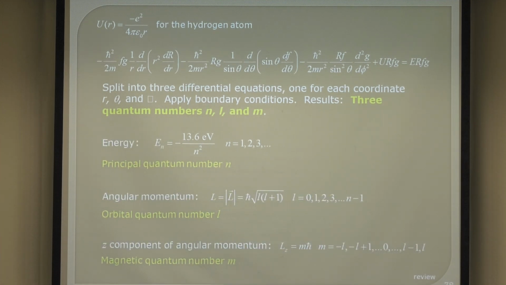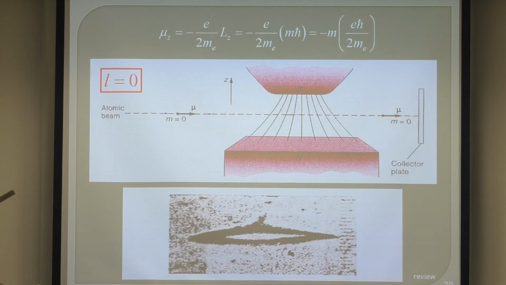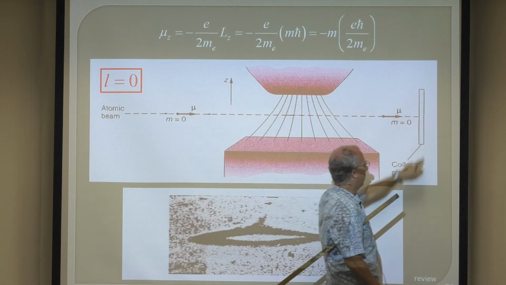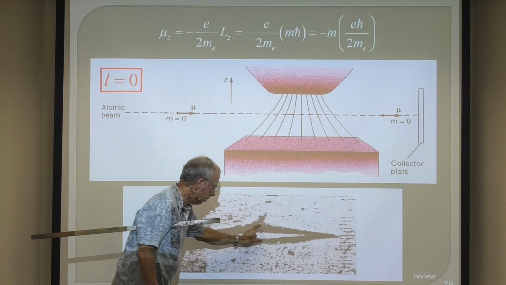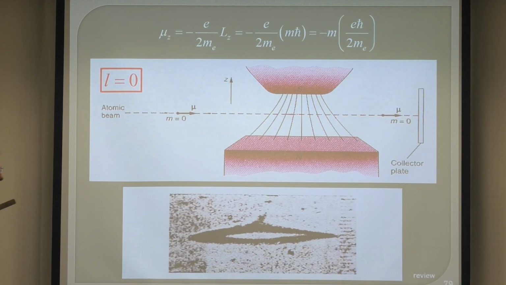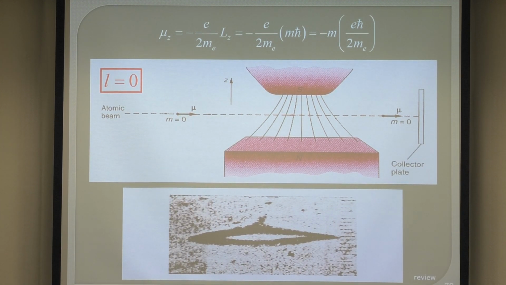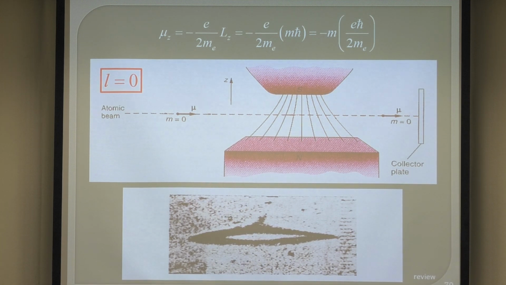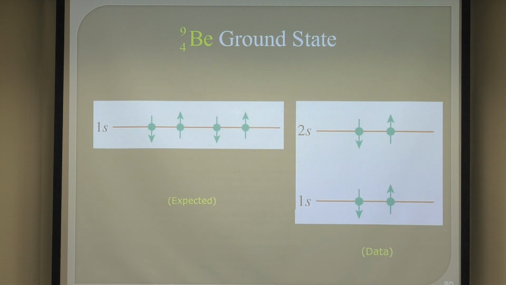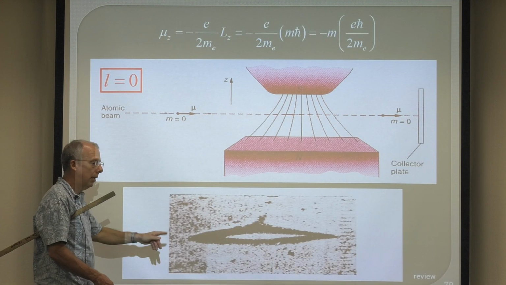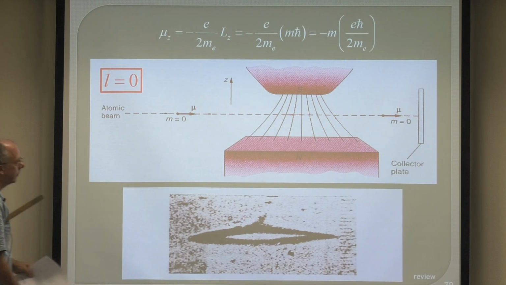And people thought that was going to be enough. They were shocked, right? When they did the Stern-Gerlach experiment. With l equals 0, you expect one line. Sorry, you get 2 lines where you expected 1. So the only way you can account for that is if the electron has a magnetic moment. It acts like a little magnet. So that means you have another quantum number, m_s, up or down.